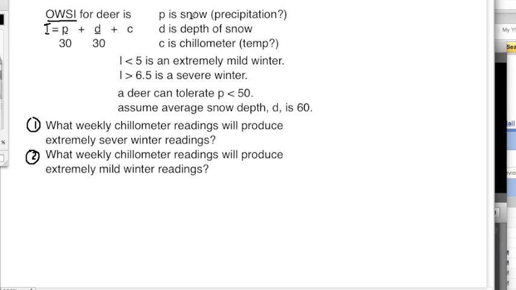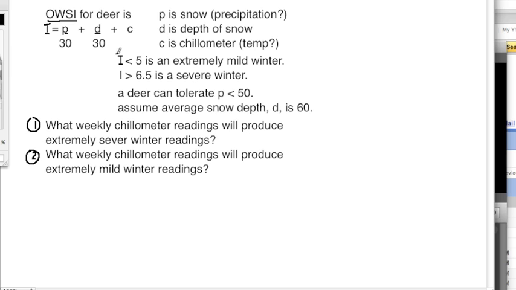Well, P is some kind of snow penetration gauge. I don't know, maybe that's a precipitation gauge. D is the average snow depth, and C is this chilometer reading, which is based on temperature and wind chill. And if this I is less than 5, it's considered an extremely mild winter.